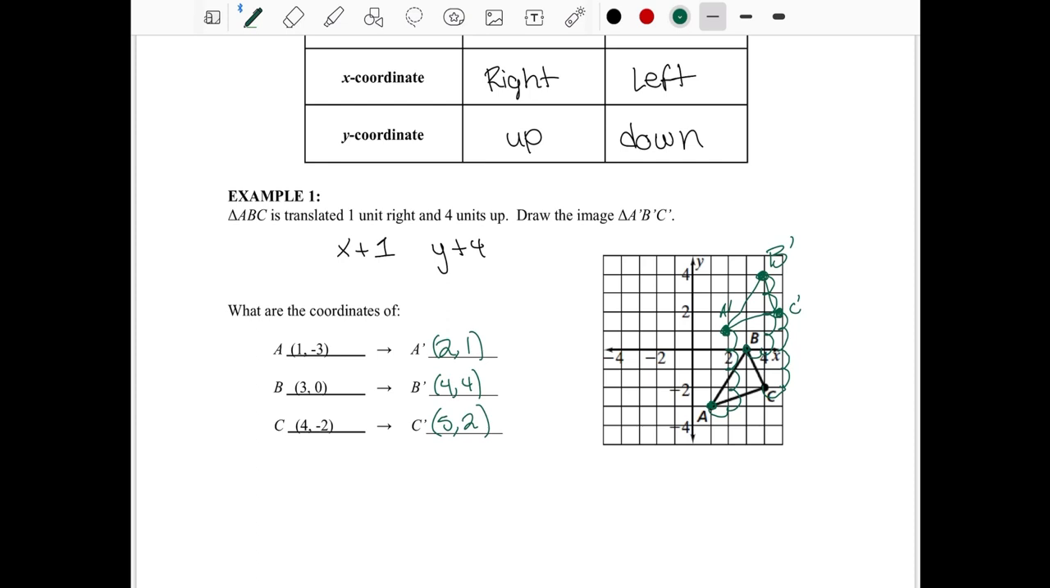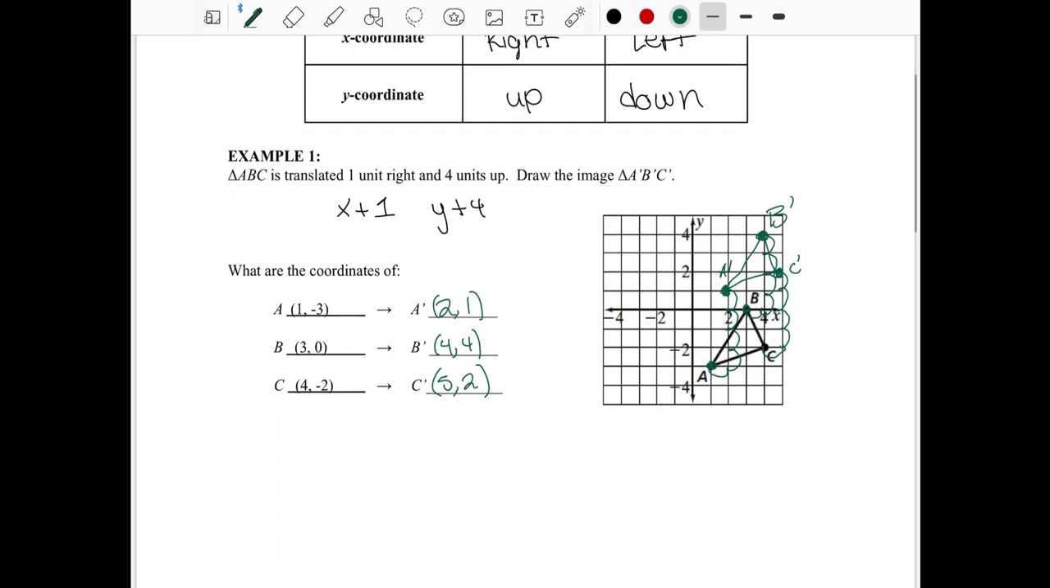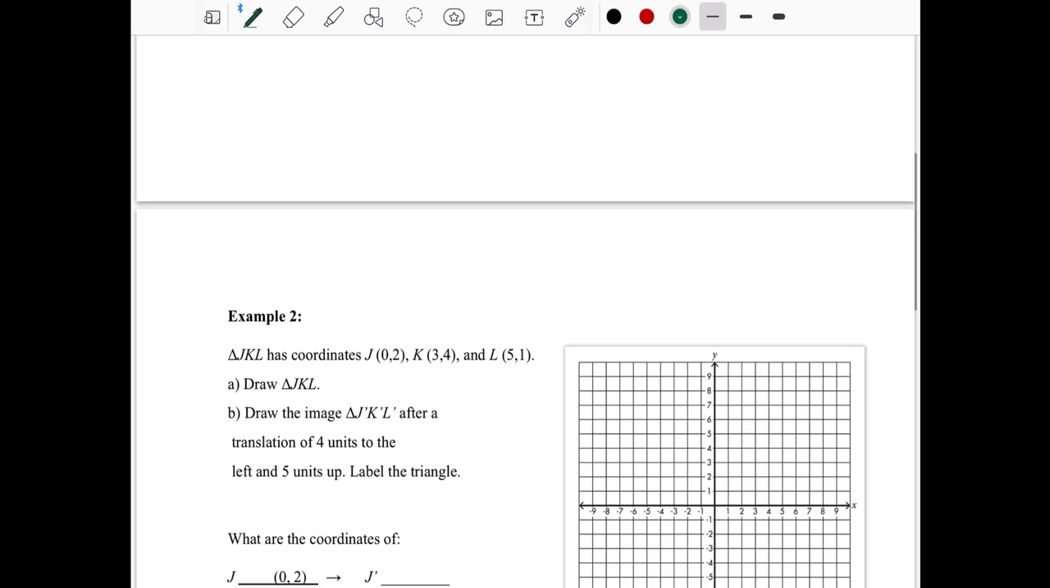Okay, so that's example 1. Based off what it asked us, we translated it 1 unit to the right, 4 units up. So we had to move all points the same distance in the same direction, which was 1 unit to the right, 4 units up. All right, so now let's look at example 2.